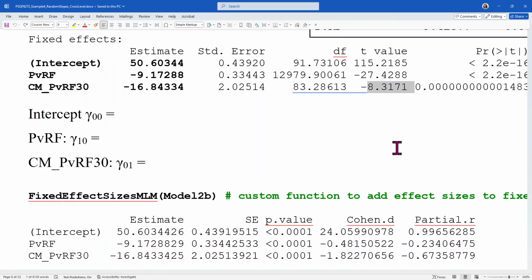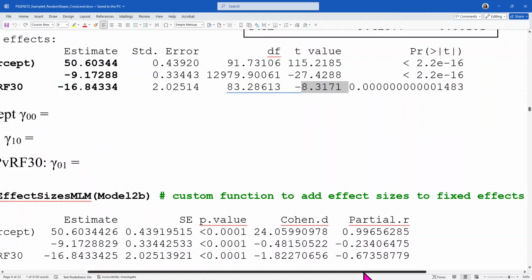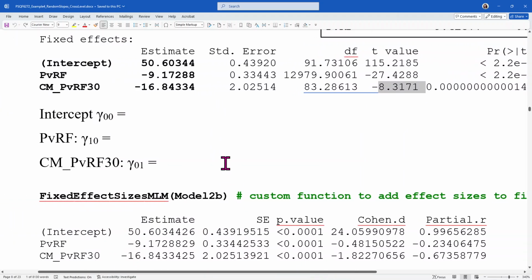Exceeds 6 sigma. And a p-value that is significant to many, many decimal places. So yes, decidedly there is a contextual effect that we would want to pay attention to.